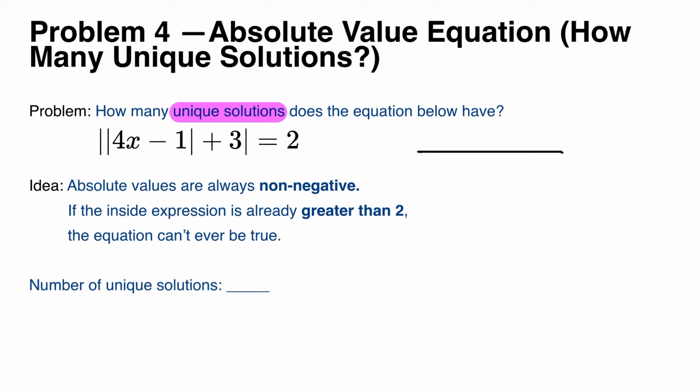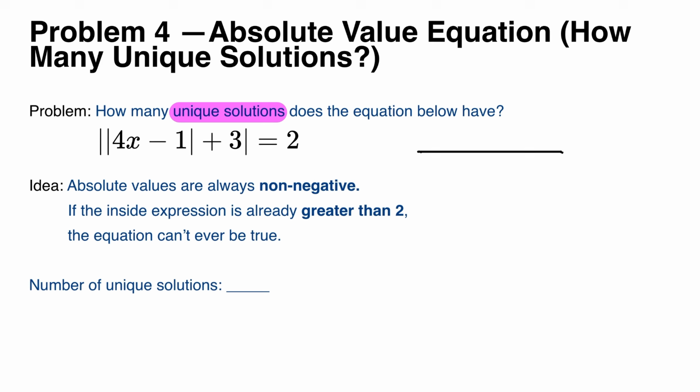Now, the equation, and take a look at it with me. The equation, the absolute value of the absolute value of 4x minus 1, plus 3, equals 2, is what we are working with. Let's start with what's inside the outer absolute value. That's the entire expression, the absolute value of 4x minus 1 plus 3.